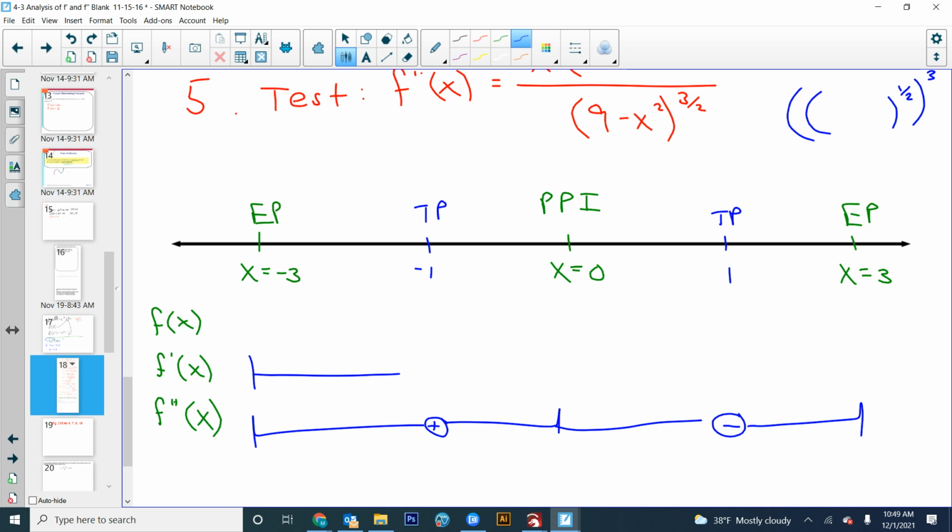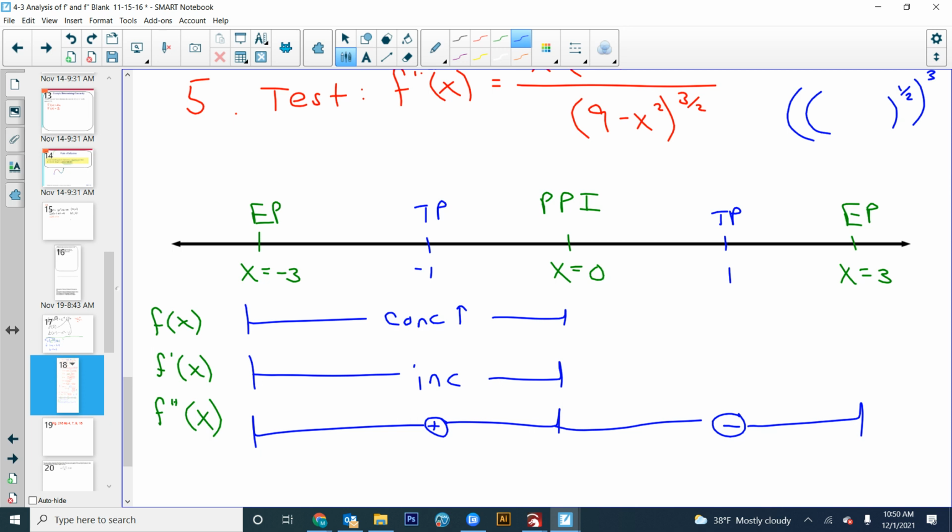If f double prime is positive, f primes are increasing. And if your f primes are increasing, F must be concave up. Concave up. What's that? Oh, it's concave down? Is it? Where'd you get suspended? I was confident.